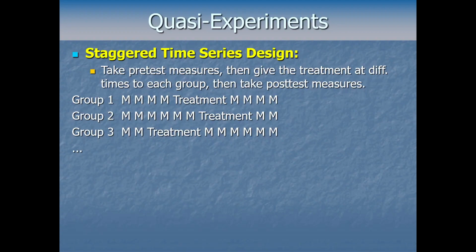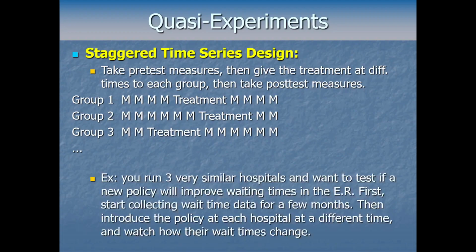So, for example, maybe you run 3 similar hospitals and you want to test if a new policy is going to improve waiting times in the ER. First, you would start collecting waiting time data for a few months, just get the baseline for all these hospitals. Then you introduce the policy first at one hospital. So you introduce it at each hospital at a different time and watch how that first hospital's wait times change and make sure the other ones don't at that time because you haven't changed the policy there.